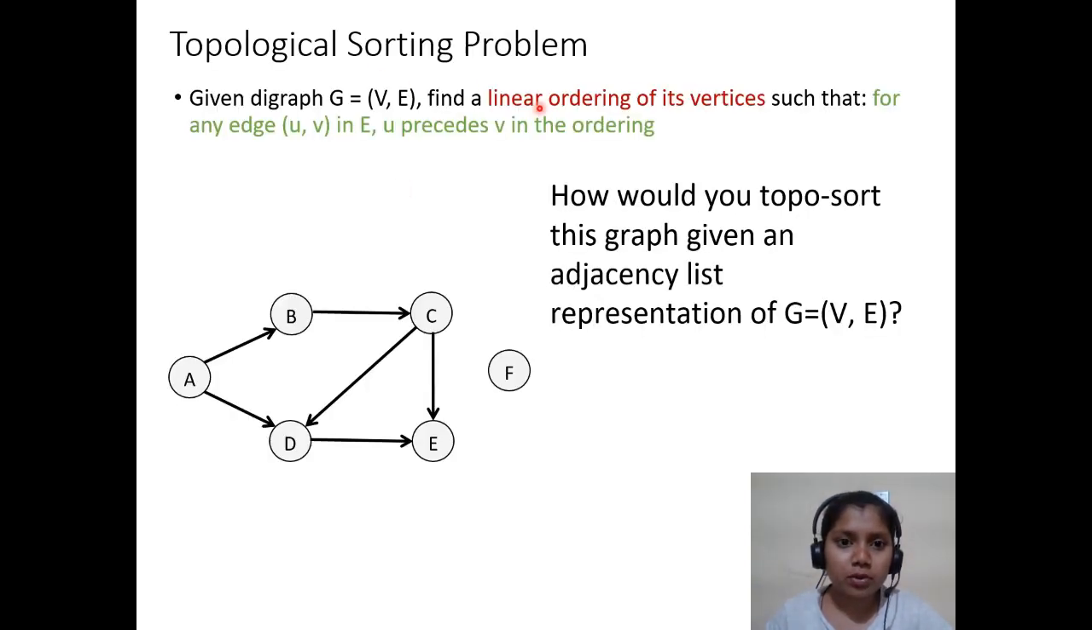So let's see the topological sorting problem. Here is a directed acyclic graph. We have to find the linear ordering of its vertices. So let's begin.